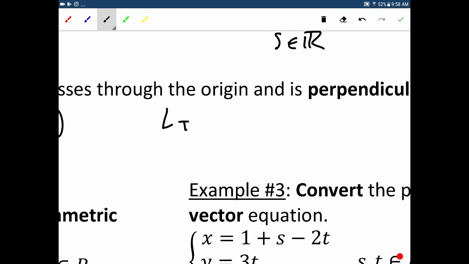So that's supposed to be the... Oh, that's why I'm writing it upside down. That's why it looks wrong. There we go. All right, so there's our line.